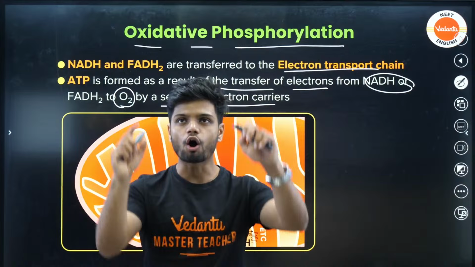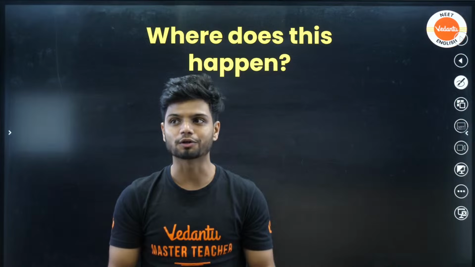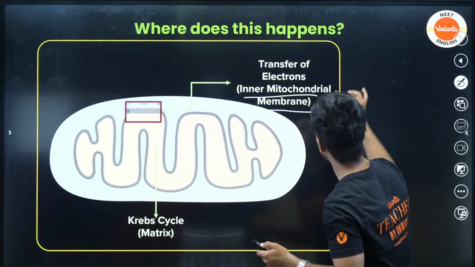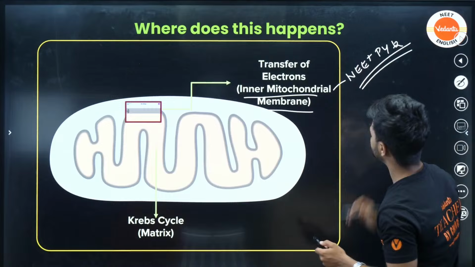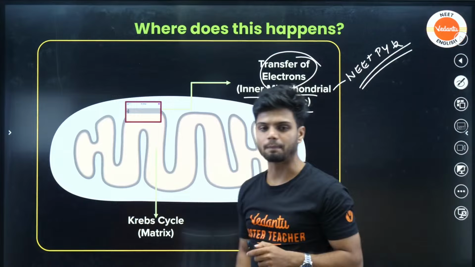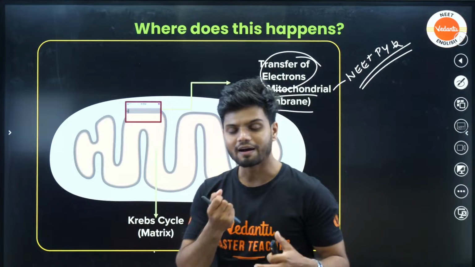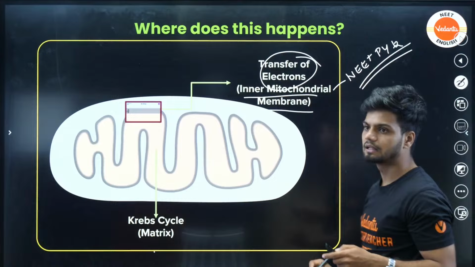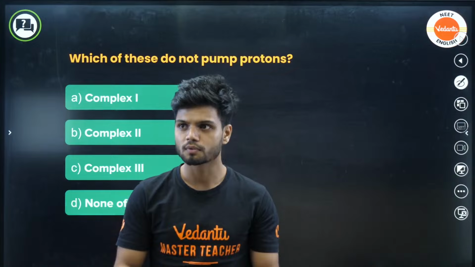All the NADH, all the FADH2 enter into the inner mitochondrial membrane. So where does it happen? It happens in your inner mitochondrial membrane. This again is a NEET PYQ. That is, transfer of electrons is happening in the inner mitochondrial membrane. But where is Krebs cycle happening? Krebs cycle is happening in the matrix, while your electron transport chain is happening in the inner mitochondrial membrane. Clear? Is that clear? Question will be later on.